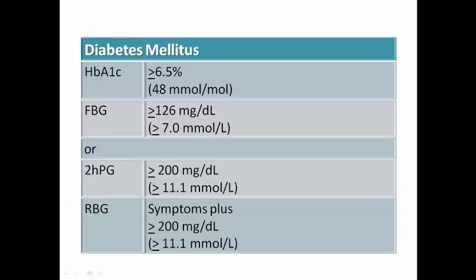We know from the 2019 guidelines that to diagnose diabetes, we need a hemoglobin A1C of more than or equal to 6.5% and a fasting blood sugar of more than or equal to 126 milligram per deciliter. In order to diagnose, we need to repeat one of them twice or have both of them in order to confirm the diagnosis. We can also use the 2-hour postprandial with a cutoff point of 200, or random blood sugar with the same cutoff point, but we need to have hyperglycemic symptoms in order to confirm the diagnosis of diabetes.